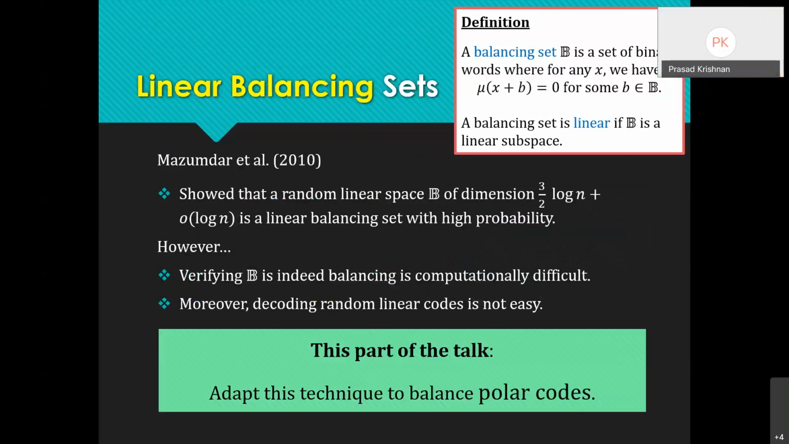Okay. So for this part of the talk, what we're going to do is to look at a more explicit set of balancing words, more explicit linear balancing sets, and we're going to use the technique to balance polar codes.